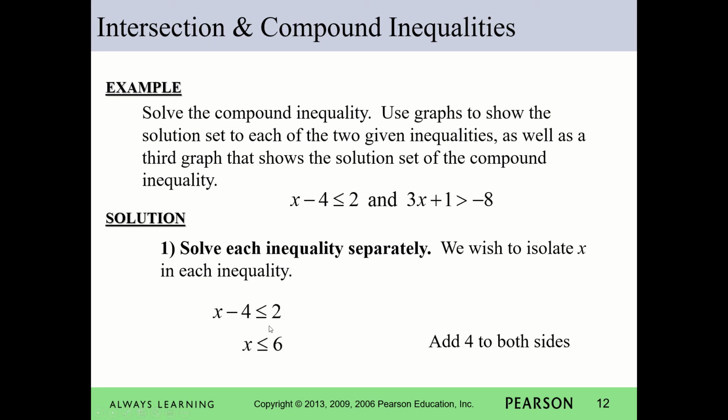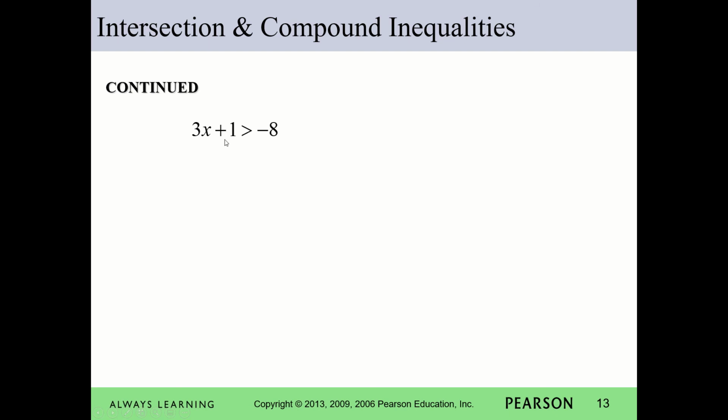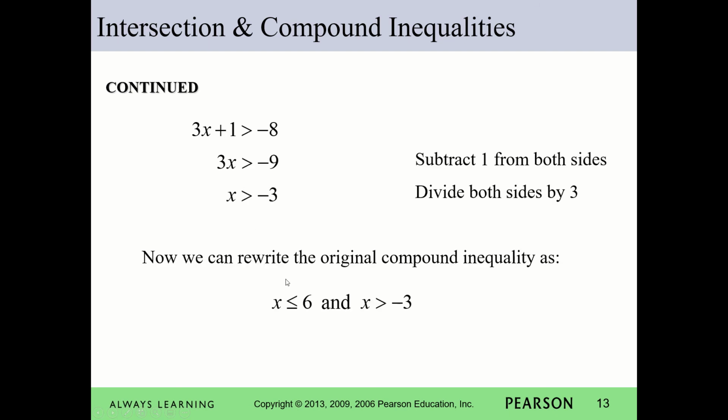So for this one, all we have to do is add 4 to the other side, and we get that x is less than or equal to 6. Then we have our second set, which is 3x plus 1 is greater than negative 8. For this one, we're going to subtract the 1 over, then divide both sides by 3. We get that x is greater than negative 3.